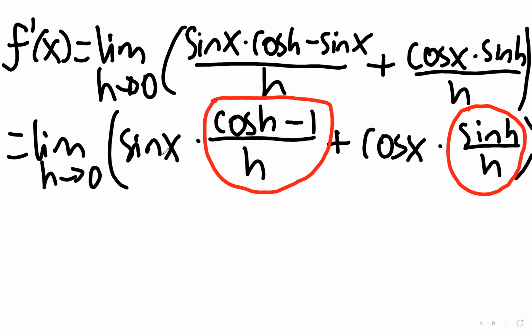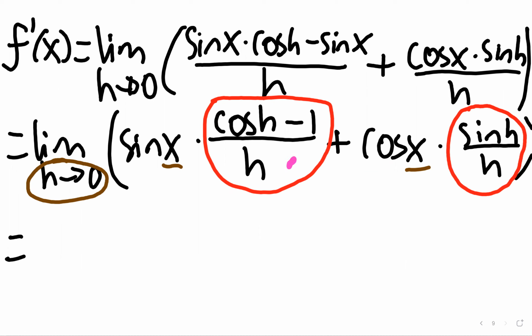Here the limit is taken over h tending to 0, so this has nothing to do with x. So x can be treated as a constant, as any number. Sine x and cosine of x can be treated as any number. So I can pull sine x outside the limit, and more precisely, I can also take minus 1 outside.